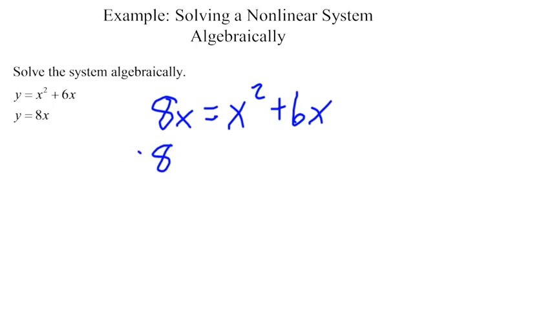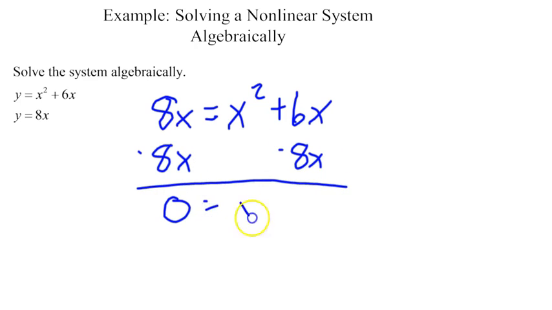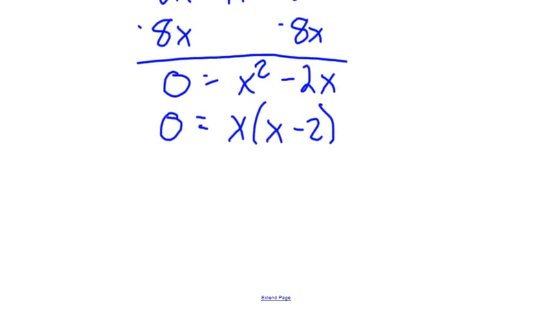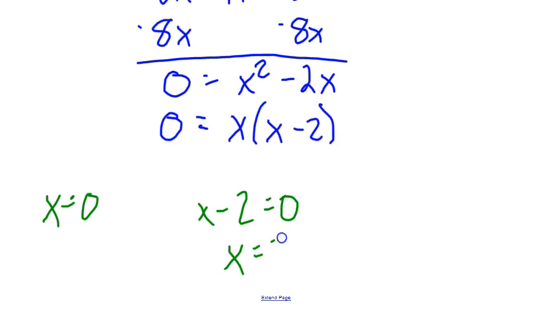We would subtract 8x to the other side. Now we have 0 equal to x squared minus 2x. If we factor that on the right, they have an x in common, so it's x times x minus 2. Now we would use the zero product property. So x equals 0, and x minus 2 equals 0. We would solve that, x equals 2. So our two solutions in this case would be x equals 0 and x equals 2.